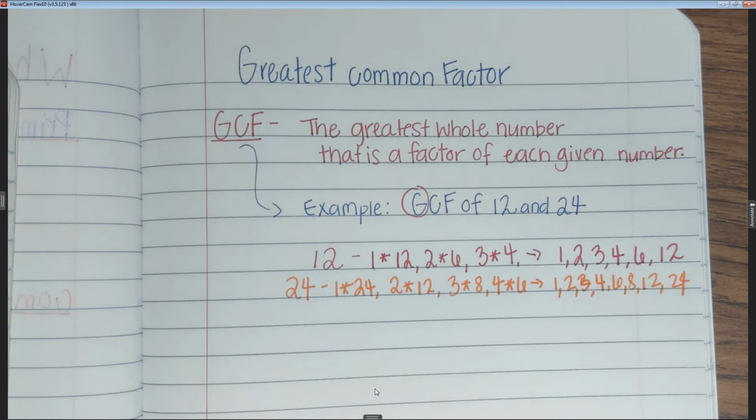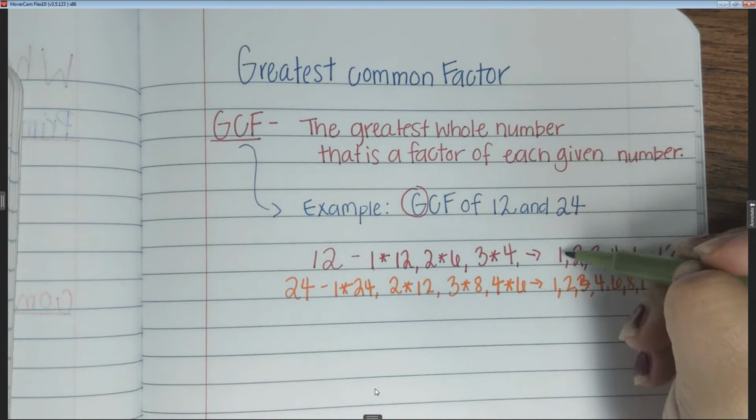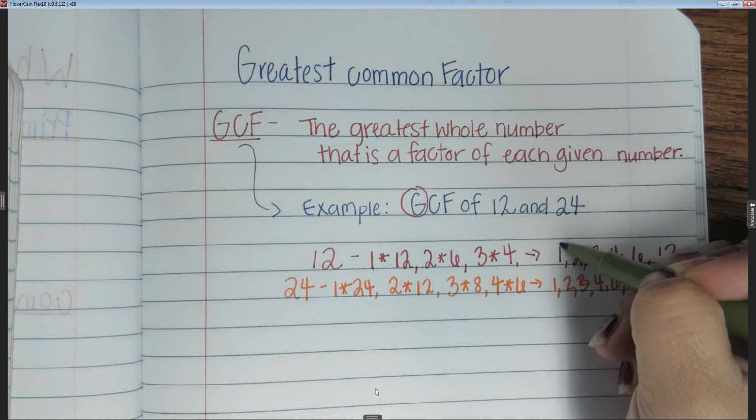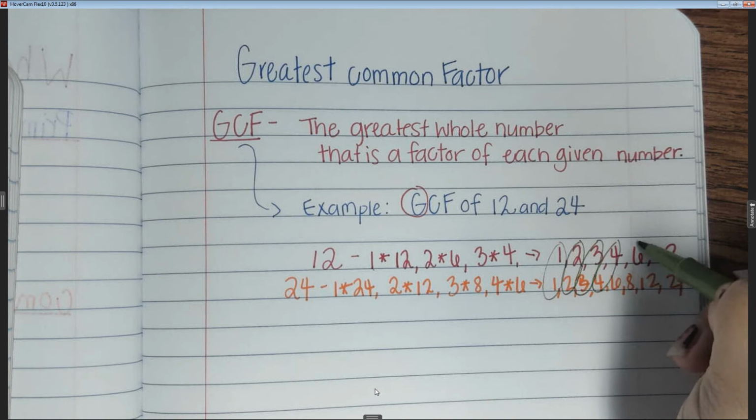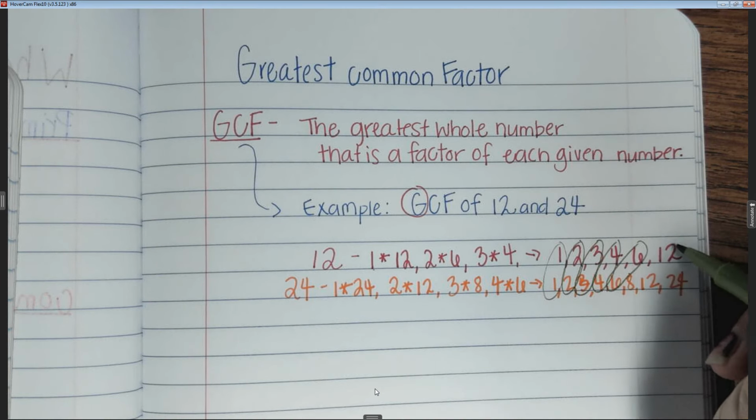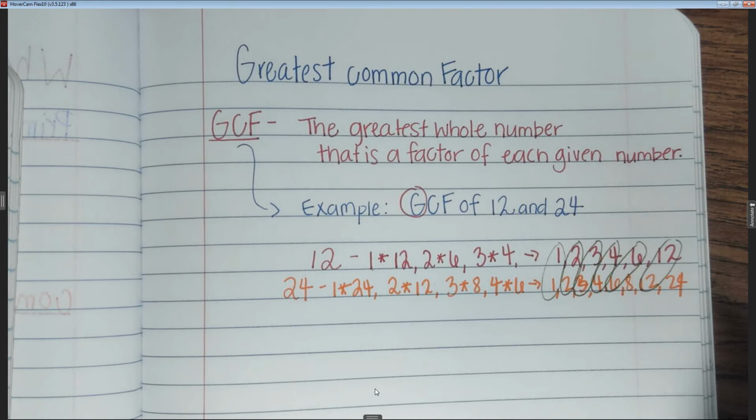Okay, sorry about that. So I'm going to look at the factors that I have in common. Which ones do I have in common? Well, 12 and 24 share 1. They share 2. They share 3. They share 4. They share 6. And they share 12. So those are the factors that they have in common.